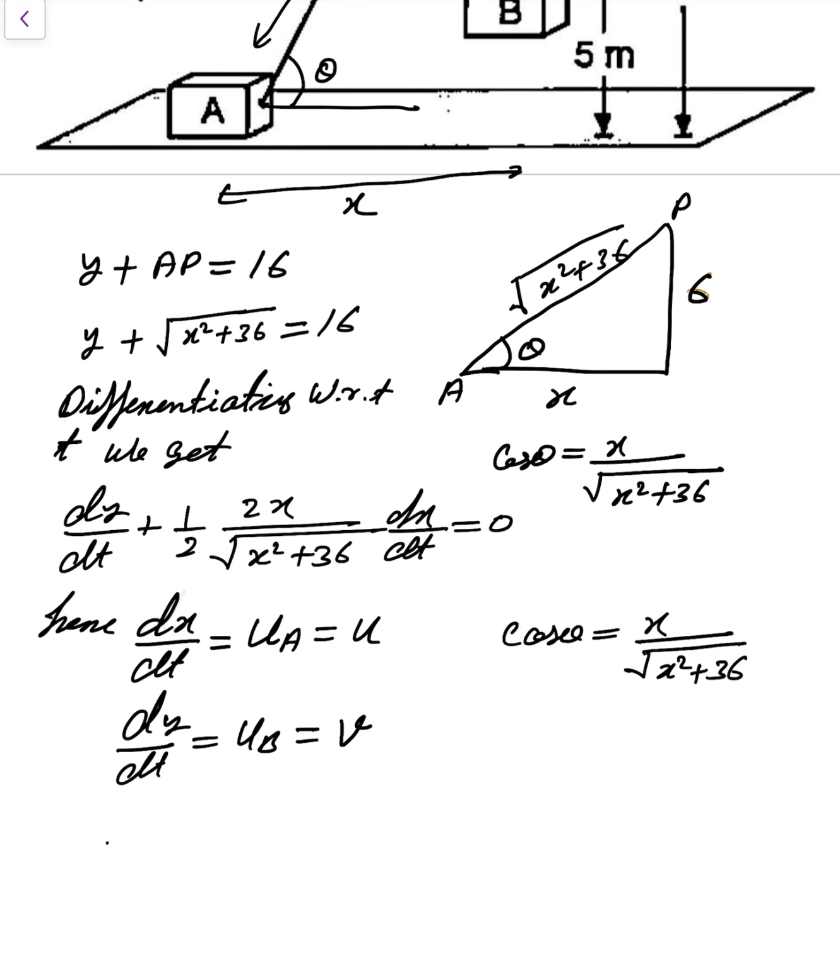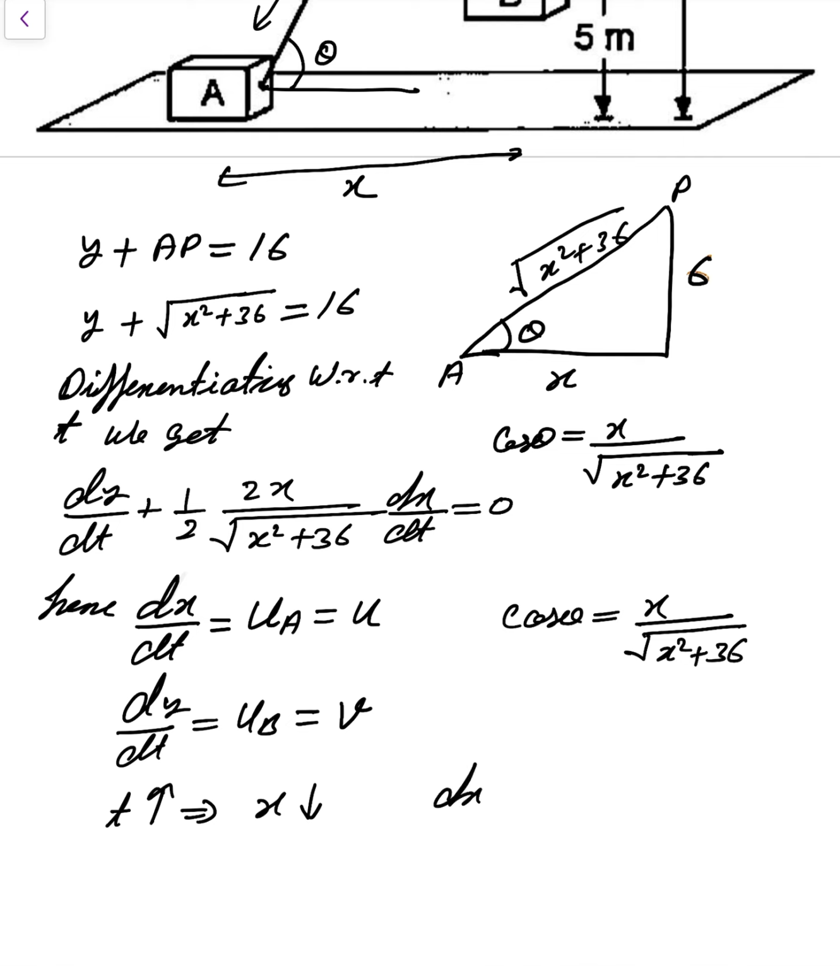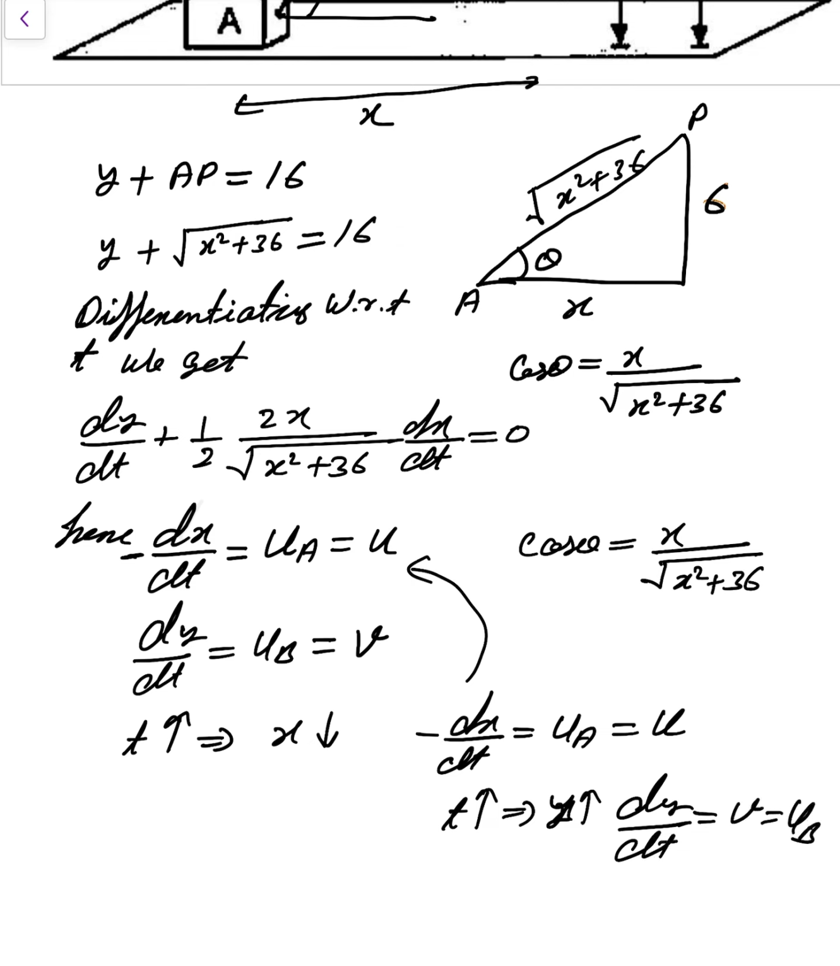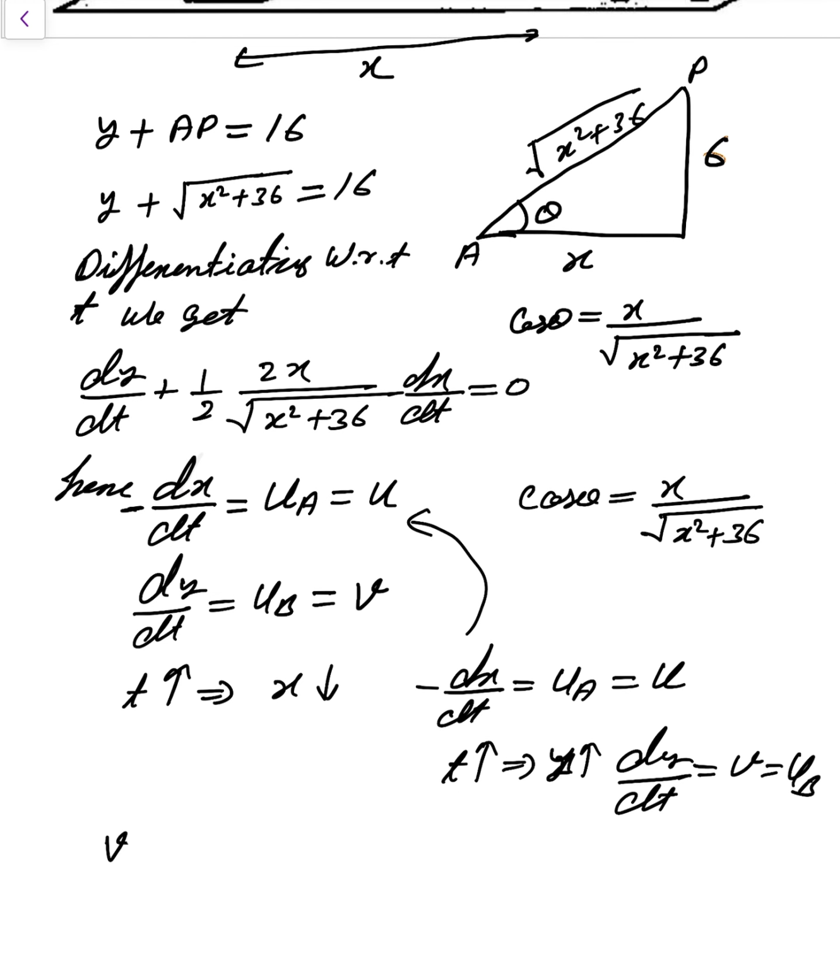Now, if time increases, then what about x? x decreases. It means dx by dt is negative, basically uA, or you can say u. Clear or not? And what about y? If time increases, y increases, so dy by dt is positive. Clear or not?